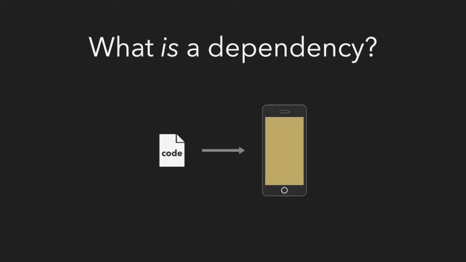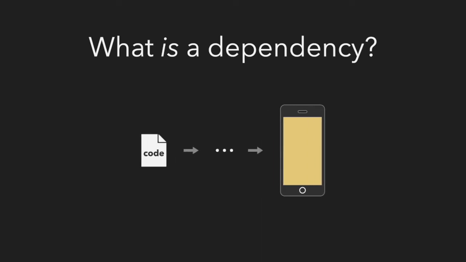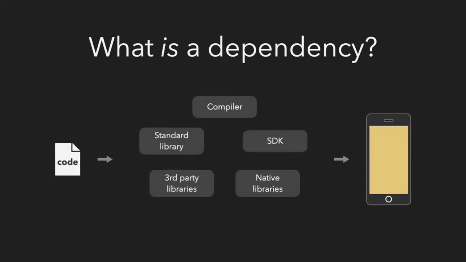Well, our code doesn't automatically run on any platform that we choose. We don't just write some text and then the phone reads that text and does what we're telling it to do. There are a few steps along the way. So what are these steps? What kinds of things do we depend on? Well, there's a lot of things.